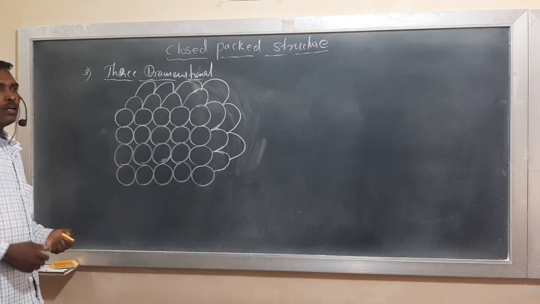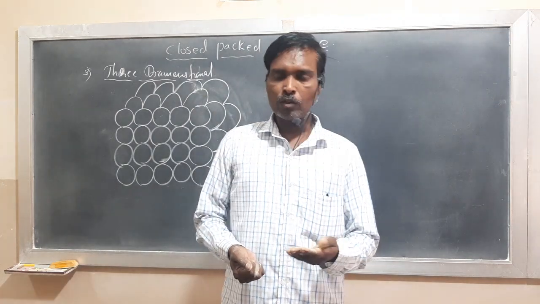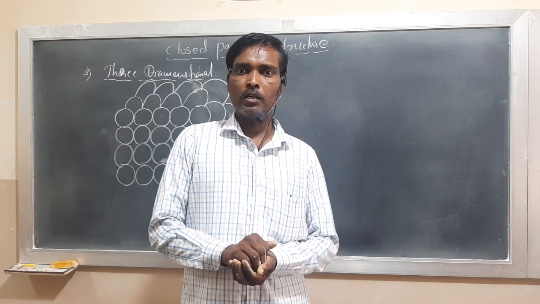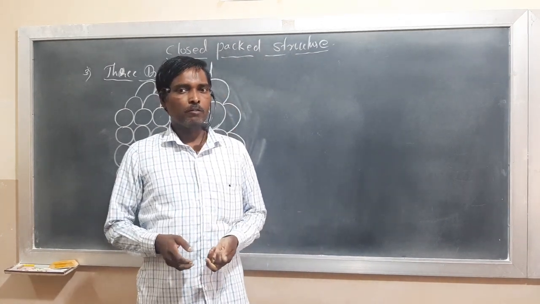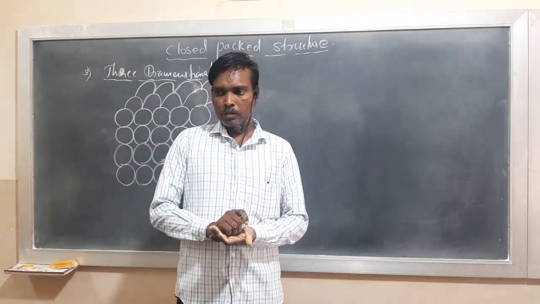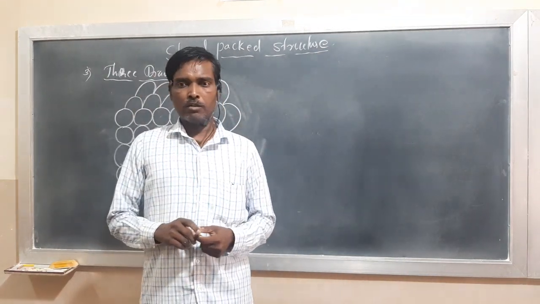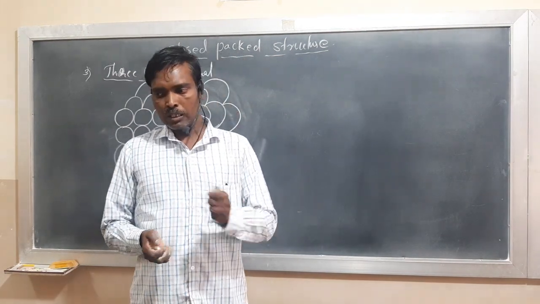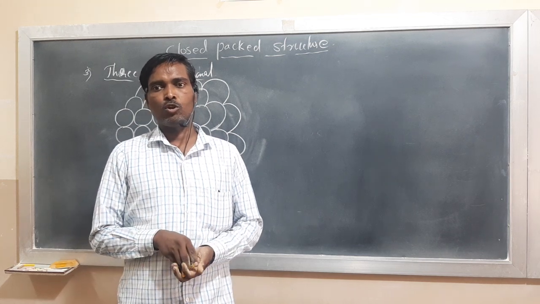Yes. Next one, let me go with the 3-dimensional arrangement of the constituent particles. In 1-dimensional, we arranged the particles along the x-axis. And in 2-dimensional, we arrange the particles along the x-axis as well as the y-axis. Now in 3-dimensional, I am using the 2-dimensional arrangements. In 2-dimensional arrangements, we have stated two types: one is the square close packing, another one is the hexagonal close packing.